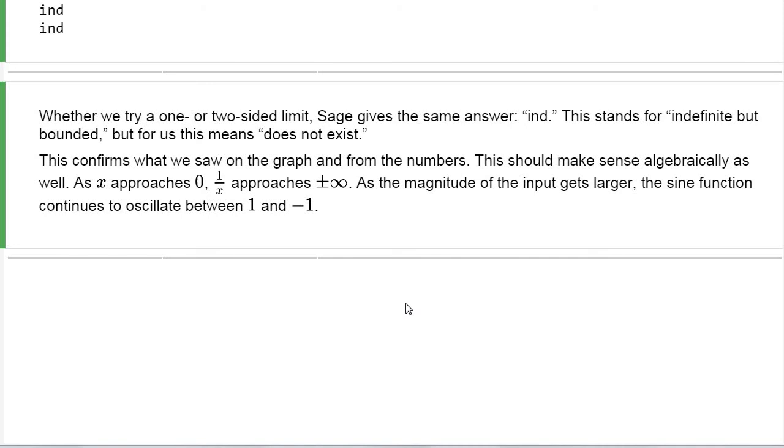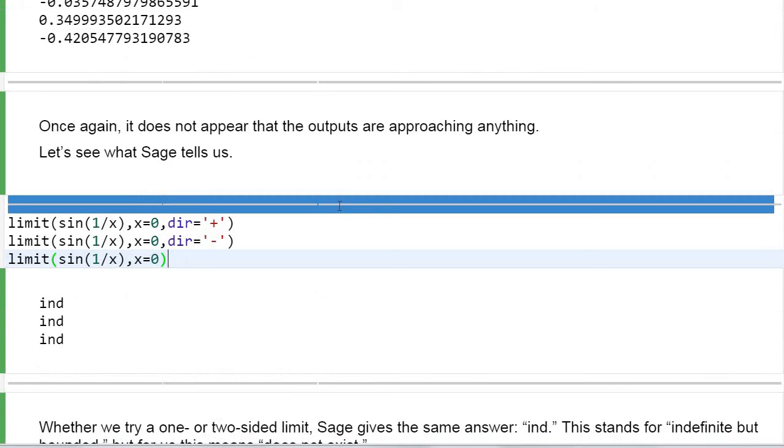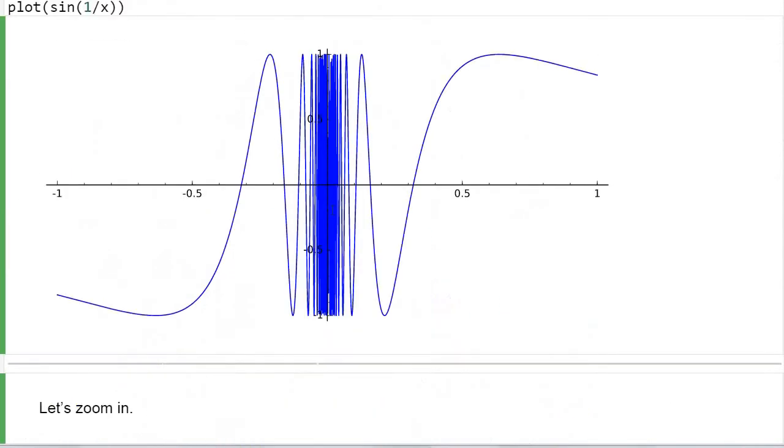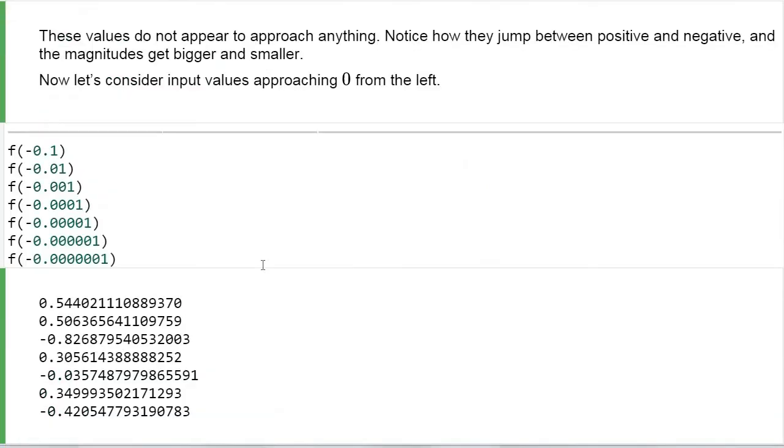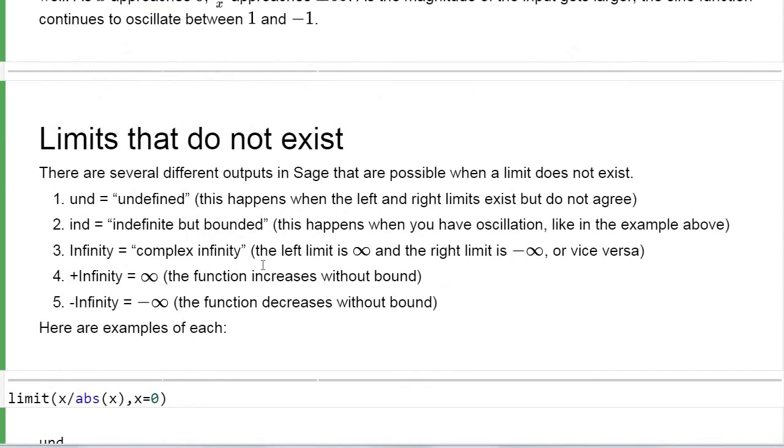Now it should make some sense algebraically. When x approaches 0, 1 over x approaches plus or minus infinity. Let's go back up to what this function looks like. As x approaches 0, 1 over x is going to approach infinity or negative infinity, depending on if x is less than 0 or greater than 0. And what happens to the sine function as the values inside just get big? Well, sine just flops back and forth between plus and minus 1 forever. It doesn't go anywhere. So that should make some sense that the limit doesn't exist.